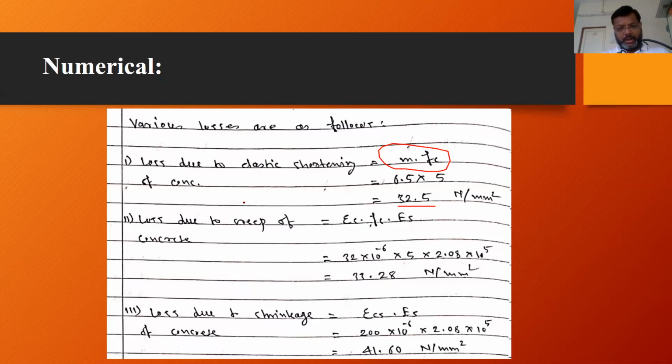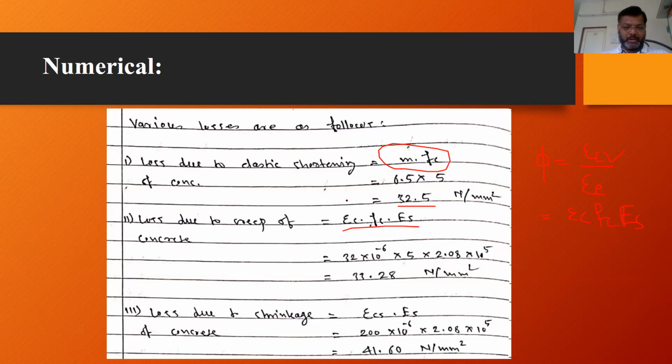As I told you, this value we can calculate by using two methods, either by using the creep coefficient method or by using the other relation. The creep coefficient phi is the ratio of creep strain to the elastic strain, epsilon e. But the epsilon e value is not given, while the value of creep strain is given in this problem. So we will use the other relation, that is epsilon c into fc into Es. Okay, so by using this relation, we will be able to find out the loss due to creep of concrete.